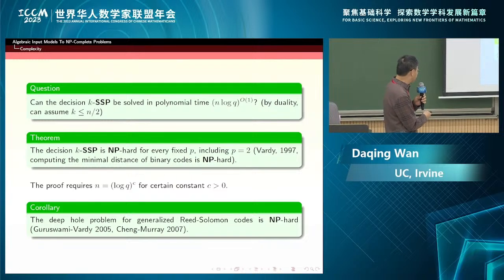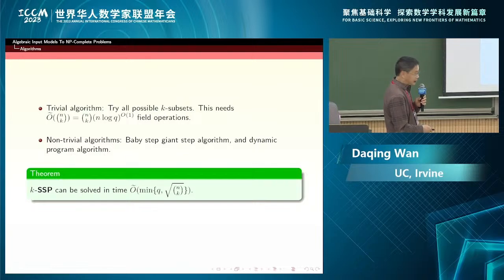Another consequence of this result: previously we knew that decoding general codes is NP hard, but whether decoding specific codes, such as the generalized Reed-Solomon code, is NP hard was unknown. But as a corollary of this one, this shows that decoding generalized Reed-Solomon code is NP hard as well. And in fact, even a weaker version called the deep hole problem for generalized Reed-Solomon code is already NP hard. So this is a coding theory consequence, even for the k-subset sum problem. All right, so that's NP hard.